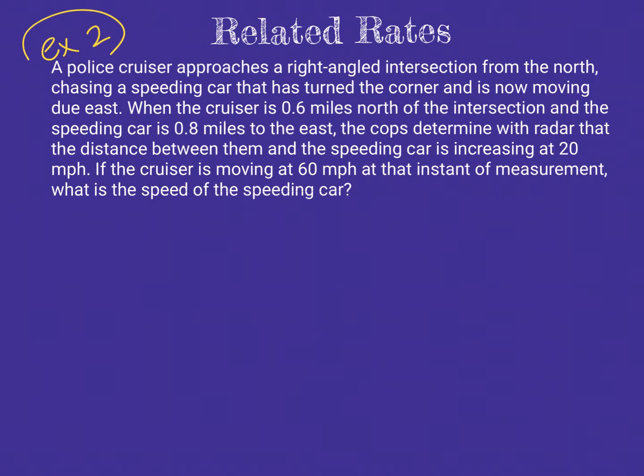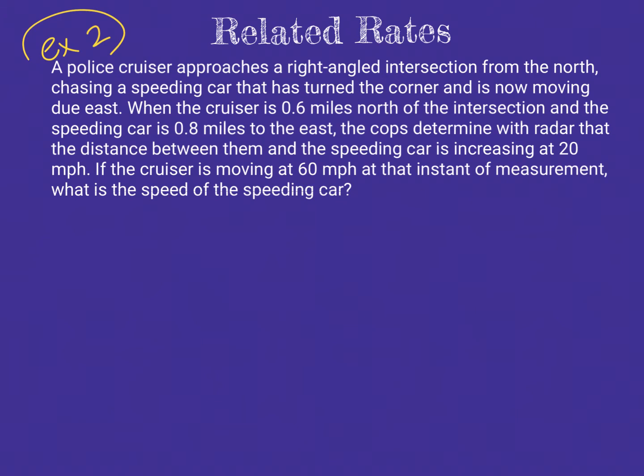In example number 2, we have a police cruiser approaching a right-angled intersection from the north, chasing a speeding car that has turned the corner at the intersection and is now moving due east. We are given some information about a specific moment in time here next. It says when the cruiser is 0.6 miles north of the intersection and the speeding car is 0.8 miles east. The cops determine with radar that the distance between them and that speeding car is increasing at 20 miles per hour. If the cruiser is moving at 60 miles per hour at that instant, once again, we're asked to find the speed of the speeding car.